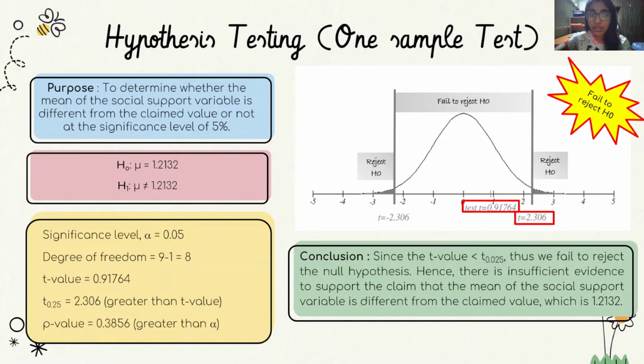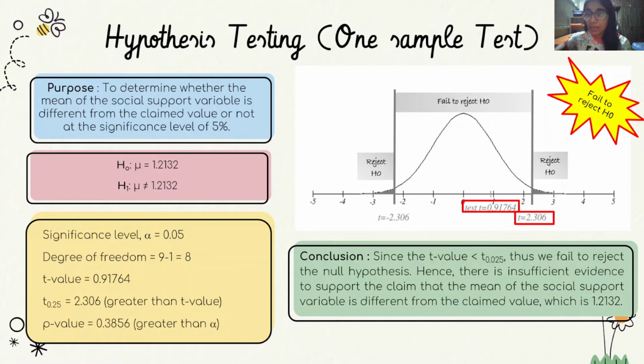By using RStudio, we have obtained the degree of freedom, which is 8, t-value 0.91764, critical value 2.306, p-value 0.3856. From this graph, we can see that the t-value does not fall within the critical region. So, we fail to reject the null hypothesis. Also, since the t-value is less than the critical value, we fail to reject the null hypothesis.